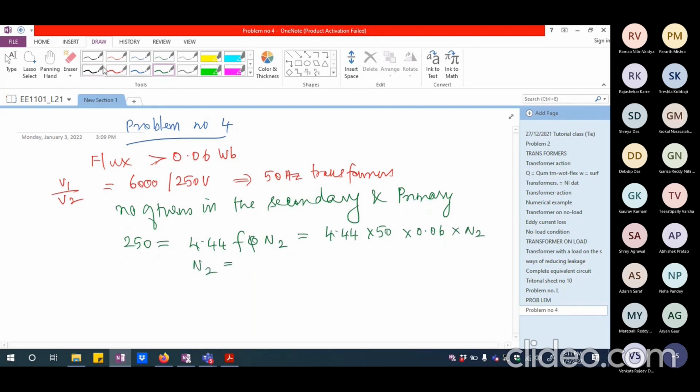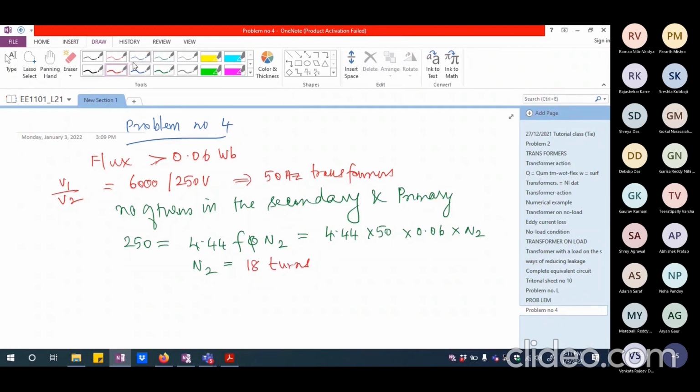So you can calculate what is N2. N2 I have calculated it to be 18 turns. Maybe it will come out to be slightly higher than 18, but the flux has to be slightly higher than 0.06. So it can be under or it can be just 18. That is good enough. So this comes out to be 18 turns.